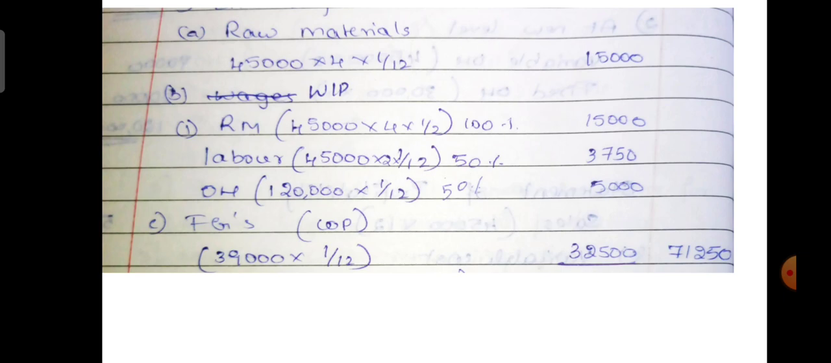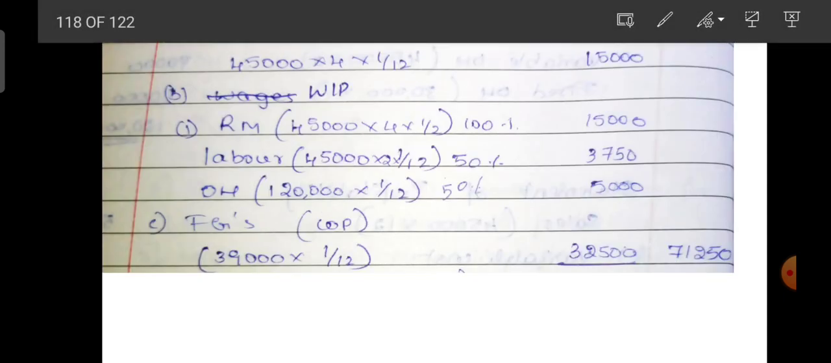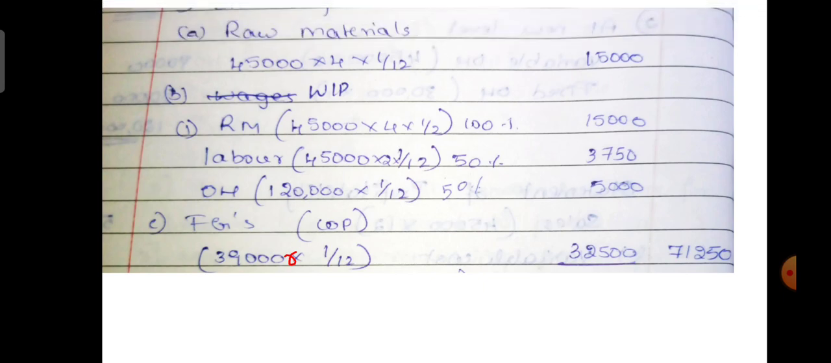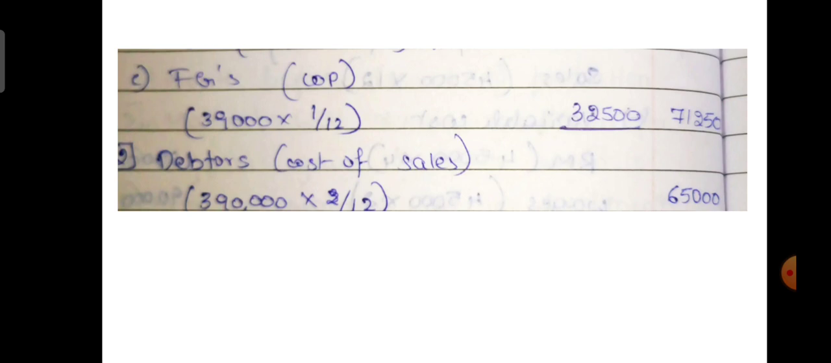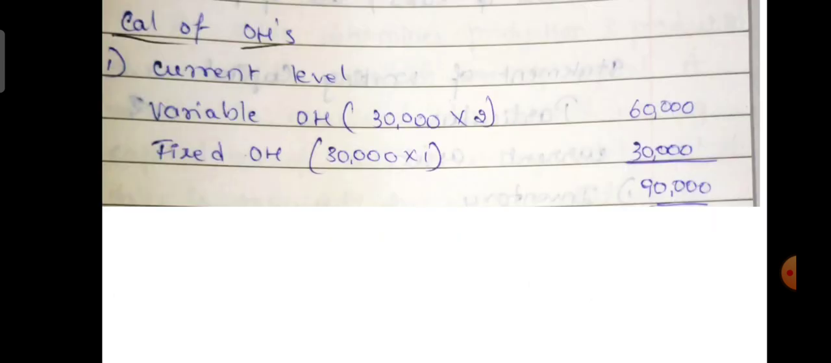Next finished goods, based on cost of production. What is the cost of production or cost of sales? 3,90,000. So 3,90,000 into 1 by 12, it is 32,500. Total inventory is 71,250. Next debtors are valued on the basis of cost of sales. Cost of sales amount is 3,90,000. Credit period allowed for debtors is 2 months, into 2 by 12. So outer column 65,000. Then cash balance 19,500, as it is given in the statement.